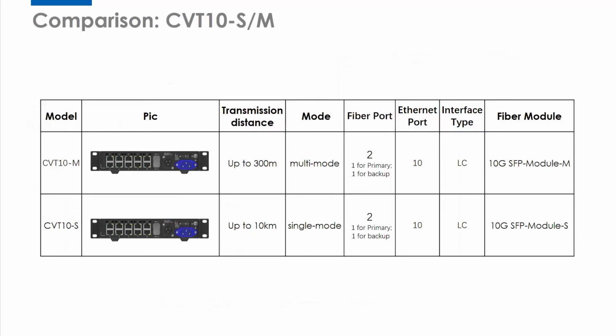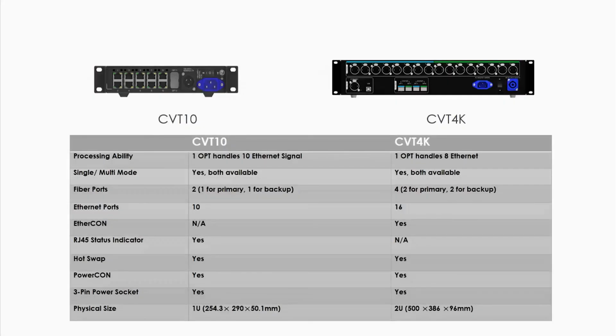Okay, now we finish the details of CVT10, and also we finish the details of CVT4K. I think now you guys must be curious about the difference between CVT10 and CVT4K. Now let's have a look. For CVT10 and CVT4K, as you can see, these are 2 different fiber converters. Their physical size is different. For CVT10, this one is 1U. And for CVT4K, this one is 2U. So apparently, CVT10 can save more space, right?